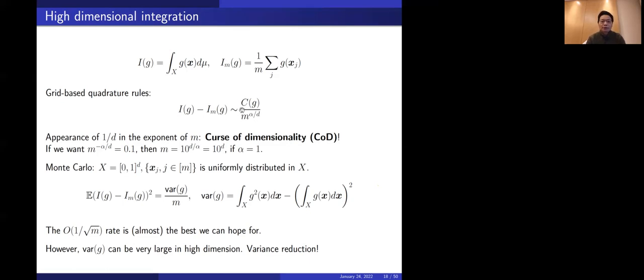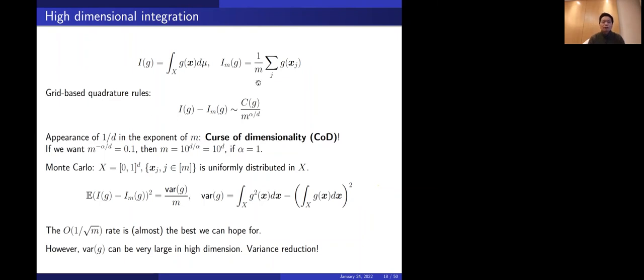For example, if you want to make this factor 0.1, then m, the number of parameters, needs to be 10 to the d if alpha is equal to 1. Alpha is a fixed number. So if d is 3,000, this is huge. So this quadrature wouldn't work.